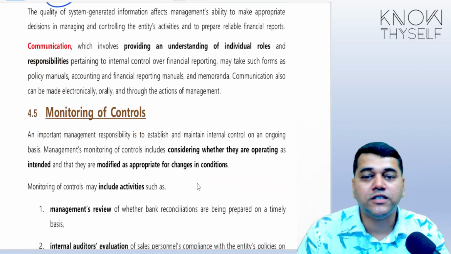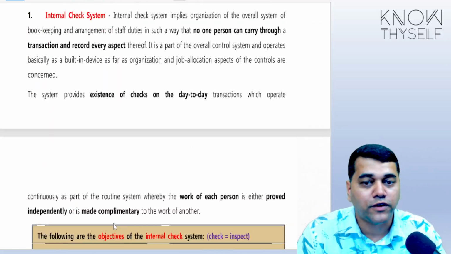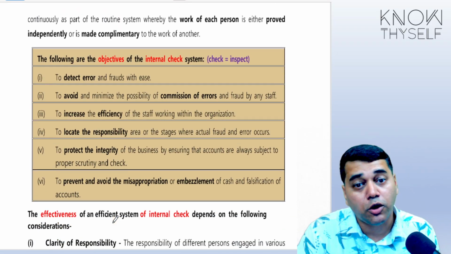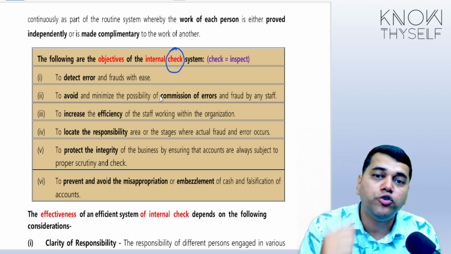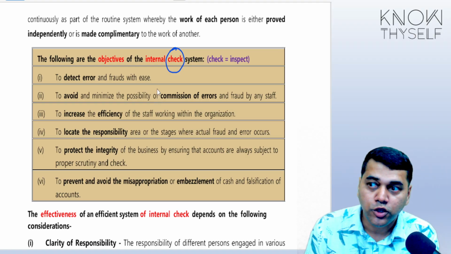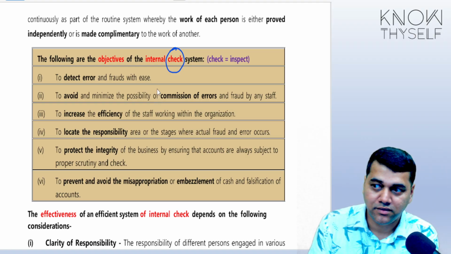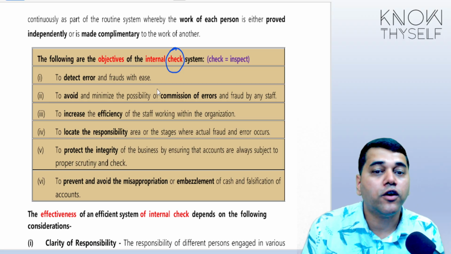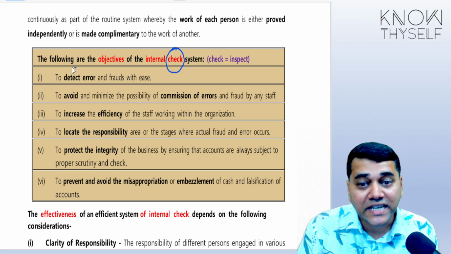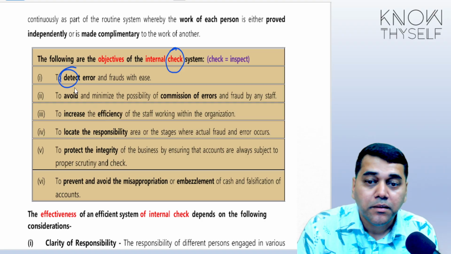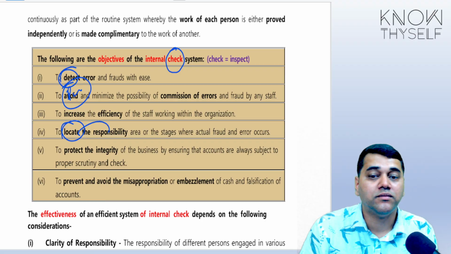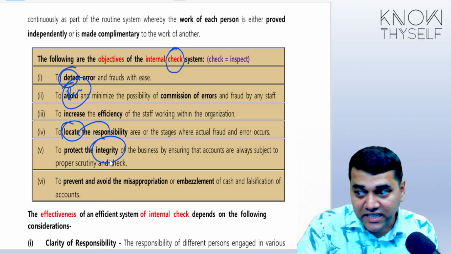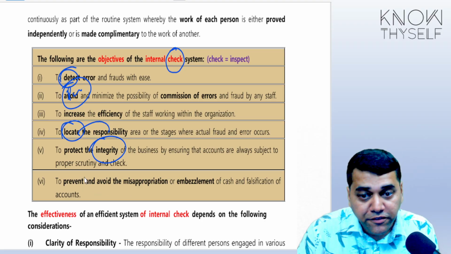We will continue with our journey. One more objective, a total of 5 objectives we will come across. It is called objectives of the internal check. For this, we will understand the word. What do you mean by check? Check means look, inspect, look at someone. Okay, look for what? Detect the error, prevent the error, locate who is responsible, check that it is integral, and prevent the theft.